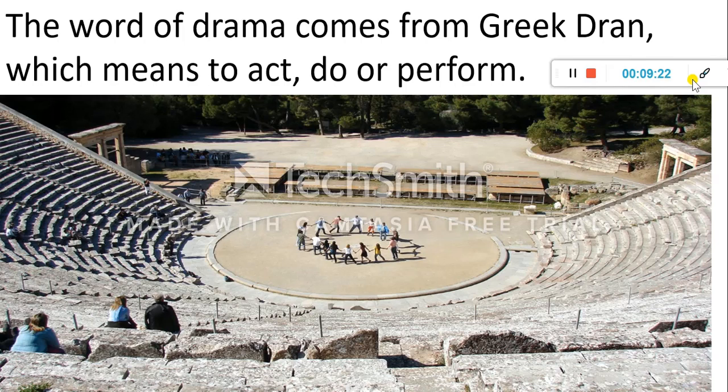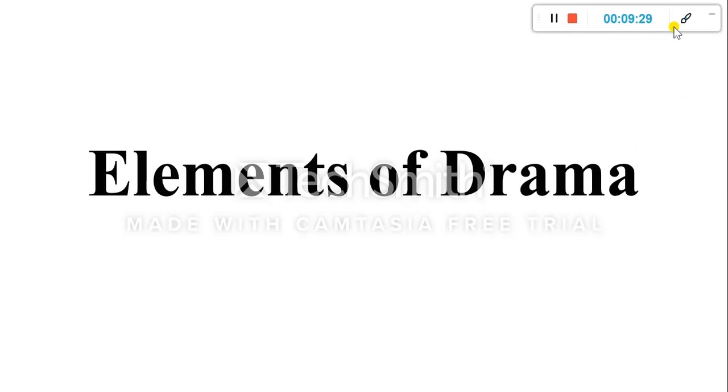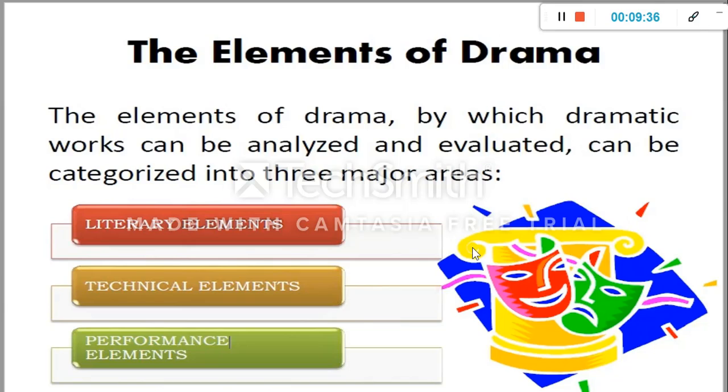Now we will explain the main elements of drama. Let us see how many different types of elements we have. The elements of drama can be divided into three main types: the literary elements, technical elements, and also performance elements. We are going to briefly explain each of these elements.